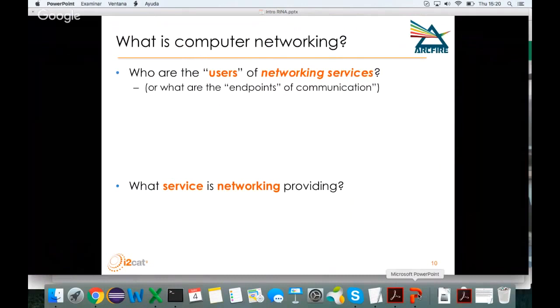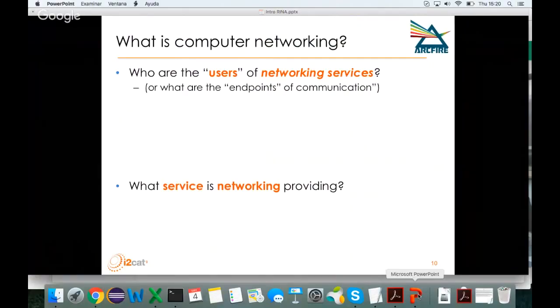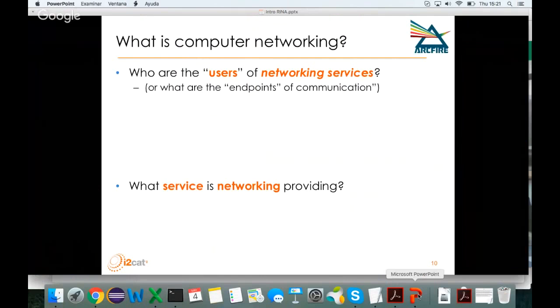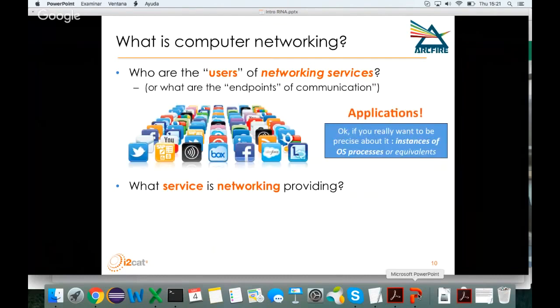Then to find what is a computer network architecture, first we should answer what is computer networking. To do that there are two useful questions. The first one is, who are the users of networking services? What are the endpoints of communication? Usually people may think of interfaces or physical machines and so on, but that's not really the user. Users are applications, okay?